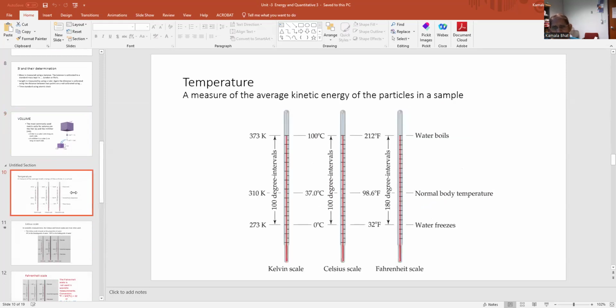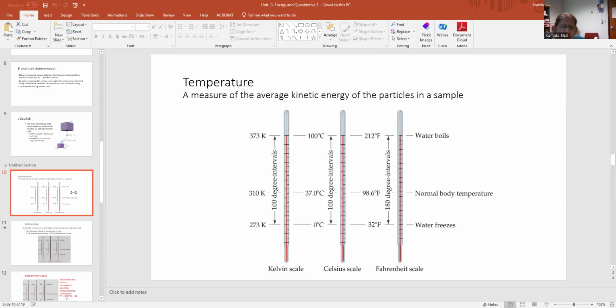Next, we are going to temperature. We know that all forms of energy can be converted into heat. And therefore, we need to know how we can determine the changes in the heat content of any substance. In order to measure the heat content, we use equipment called a thermometer.